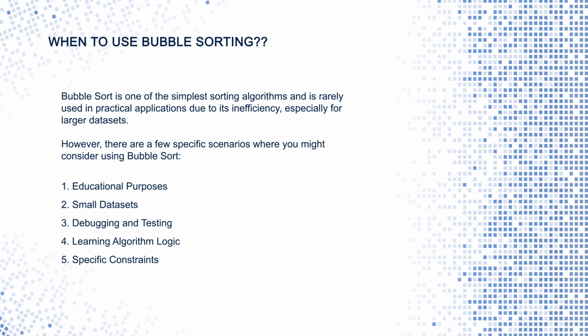The next where you can apply this bubble sorting is learning algorithm logic. If you are new to programming and algorithms, implementing the bubble sort can help you grasp the fundamental concepts of element comparison and swapping as well as introduce you to algorithmic thinking. Specific constraints. In some specialized cases where the computational resources are severely limited and the data set is very small, bubble sort could be an option.